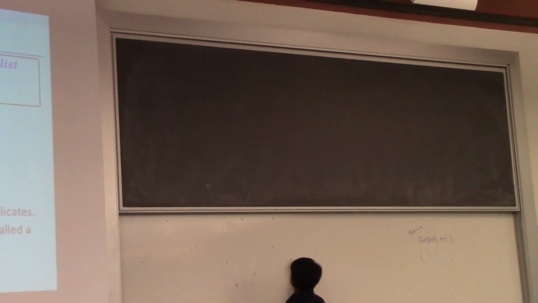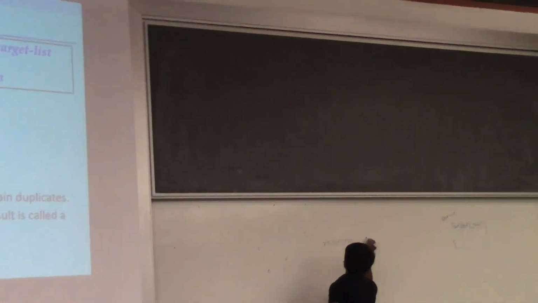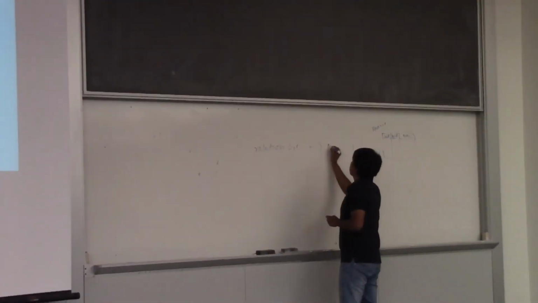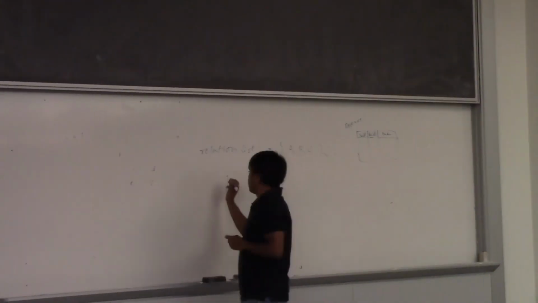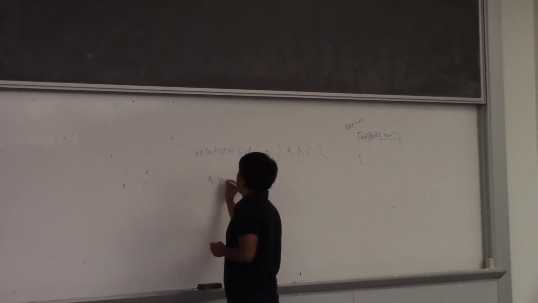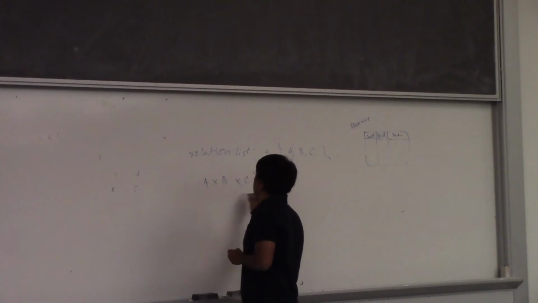So everything that the relation list has. Suppose the relation list has A, B, C, these three things. So I will have A cross product B cross product C.